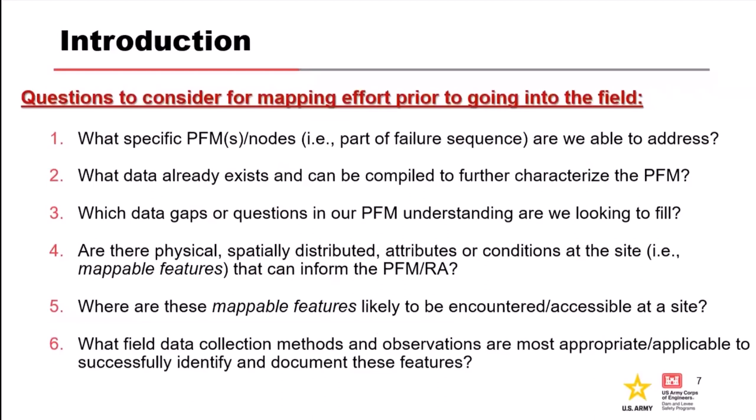A lot of times, you look at a structure in the field or on Google and you're like, oh yeah, we can just walk down this slope or we can get near this spillway structure, and you can't. Or there are security reasons why you can't get there. What field data collection methods and observations are most applicable to successfully identify and document those features?